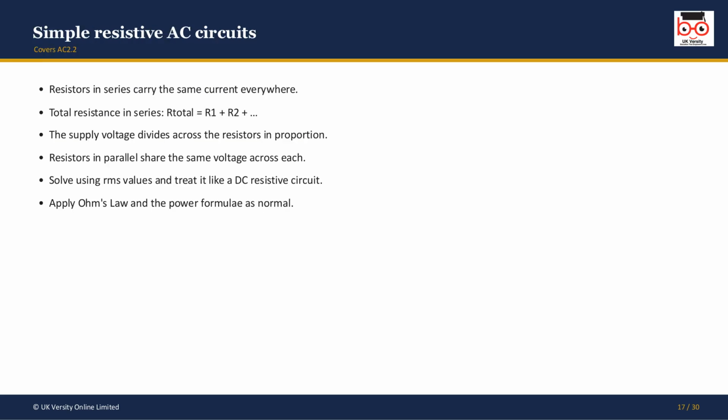Resistor networks on an AC supply behave just like they do on DC, as long as you stick to RMS values. Resistors in series carry the same current throughout, and their resistances add up, with the supply voltage dividing across them in proportion. Resistors in parallel share the same voltage across each, so you apply Ohm's law and the power formulae exactly as you would in a DC circuit.